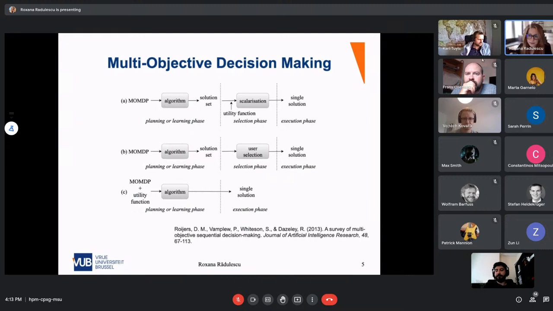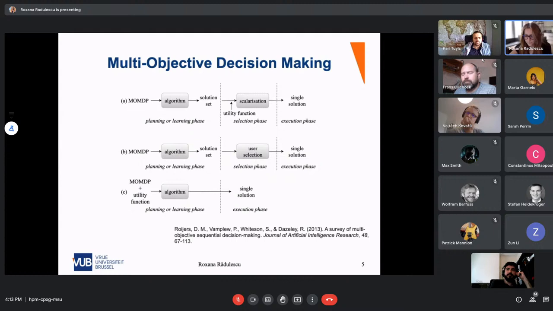So if the utility function is known, we can potentially reduce the problem to single objective by applying the scalarization function and then applying our algorithm, deriving one solution and executing it. But most of the time, we are required to apply a multi-objective algorithm that returns an entire solution set. We can then apply the utility function when it becomes available, or actually involve the user in the loop and ask them to select a preferred solution that will then be executed during the execution phase.